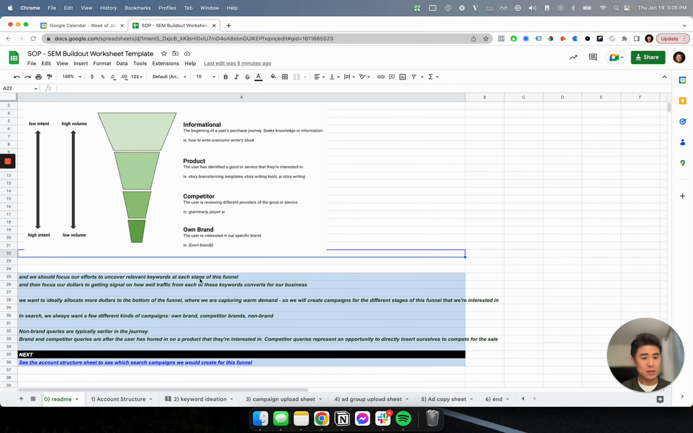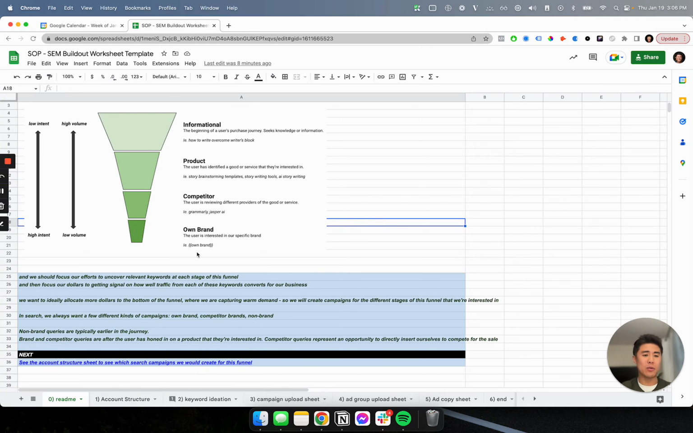All right. So the next step that we're going to do in the next couple of sheets is figure out which keywords are going to live at each of these sections. But more immediately, what we want to do is lay out the campaign structure for our Google search account. All right, so let's move through to the next sheet.